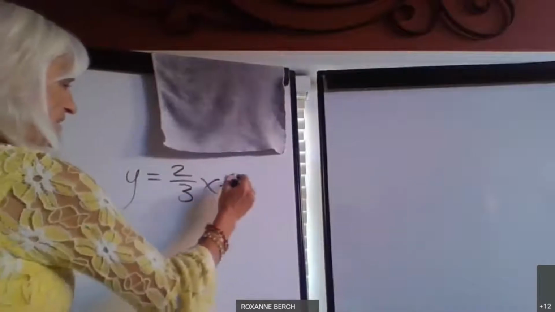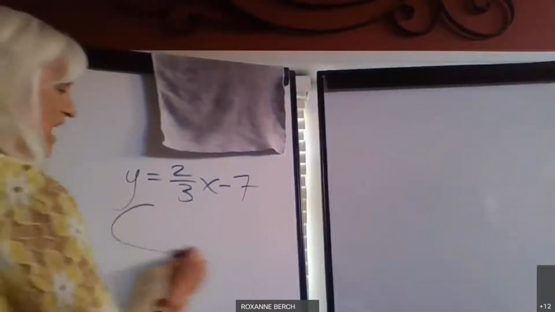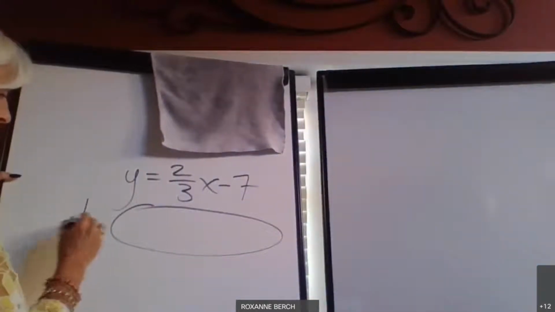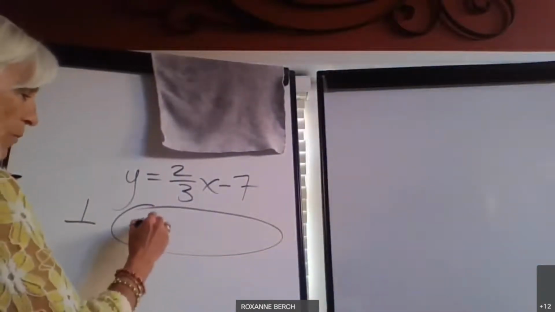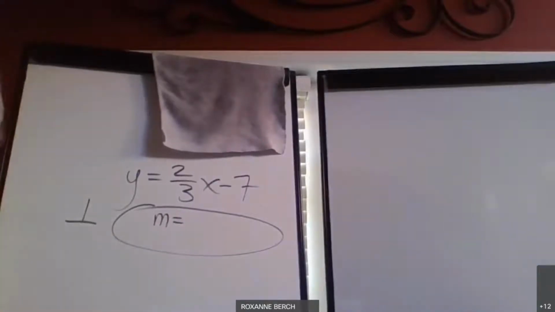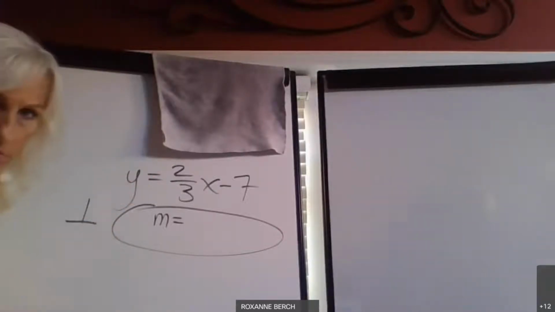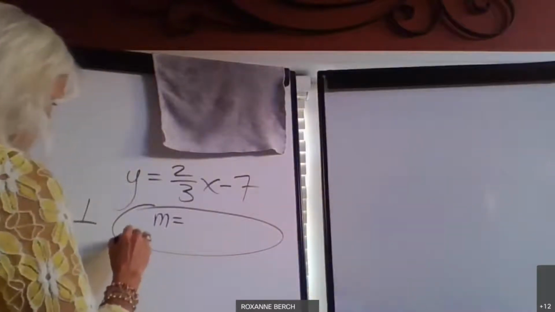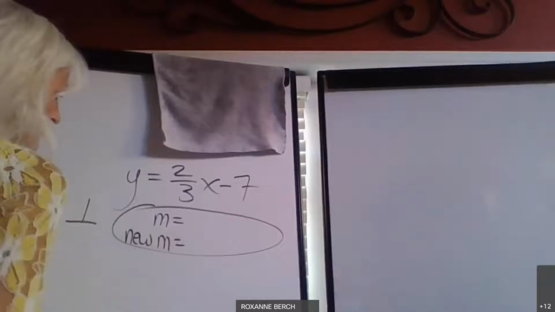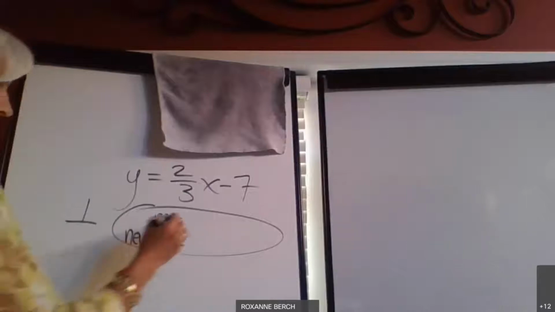What do you know about the slopes of perpendicular lines? So if you have an equation like y = 2/3 x minus 7, what do you know about the line that's perpendicular to it? What do you know about the slope? Oh, okay. Well, what's its slope then? 2/3.